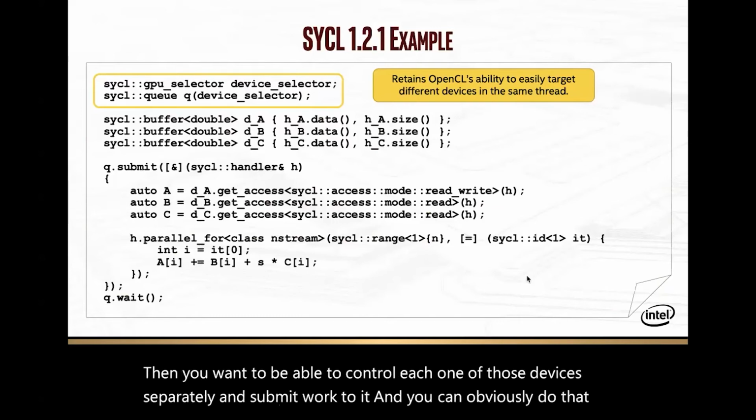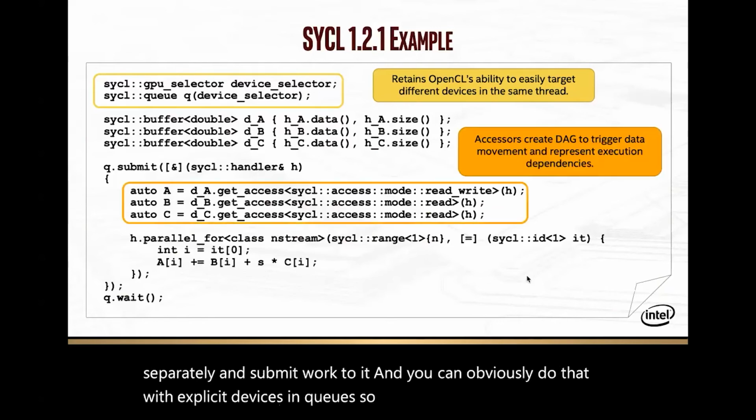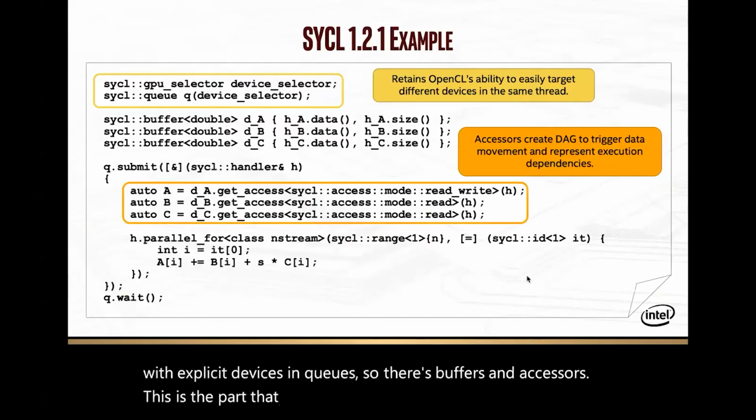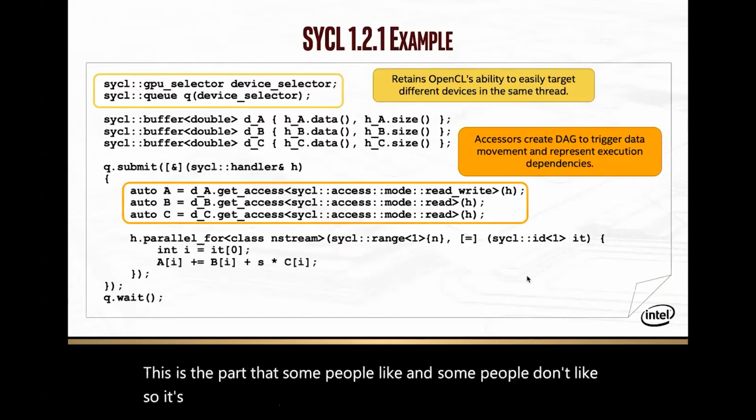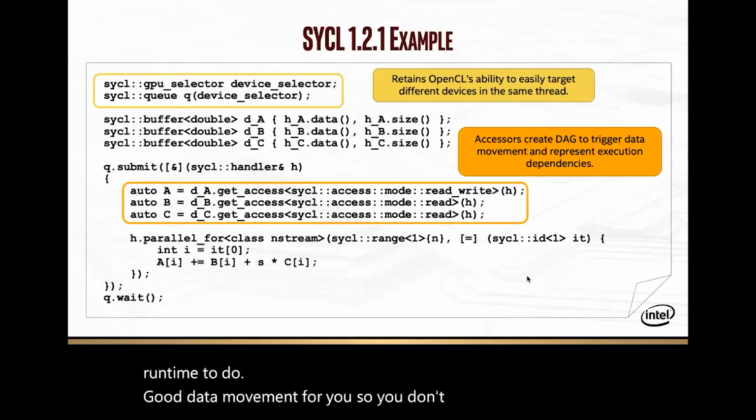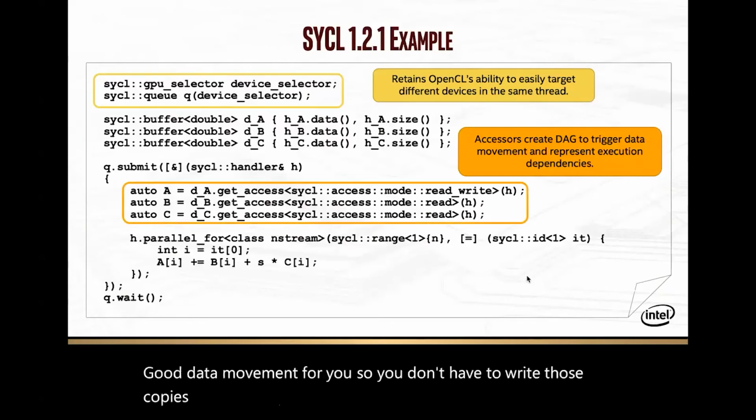So there's buffers and accessors. This is the part that some people like and some people don't like. It's a really nice way to create data flow graphs and allow the runtime to do good data movement for you, so you don't have to write those copies. But the bad news is it's not pointers, and some people really, really like pointers.